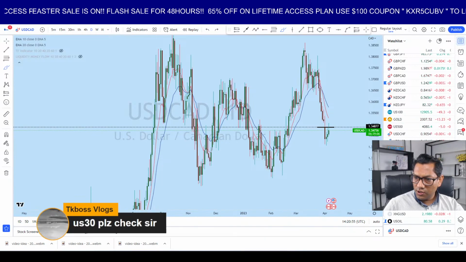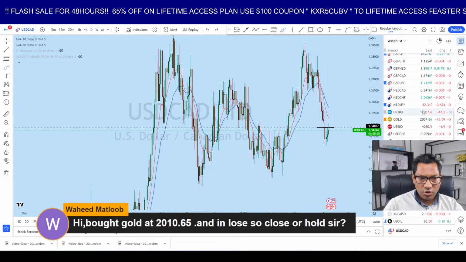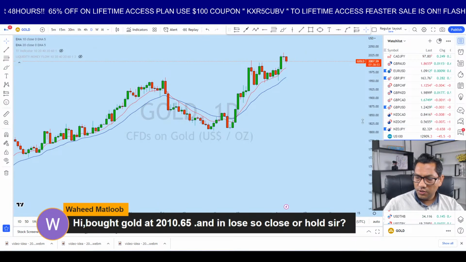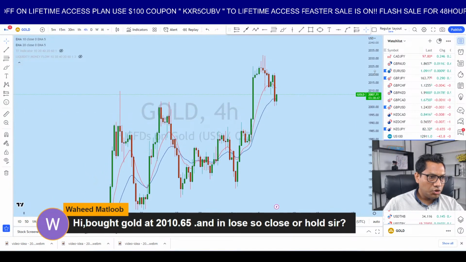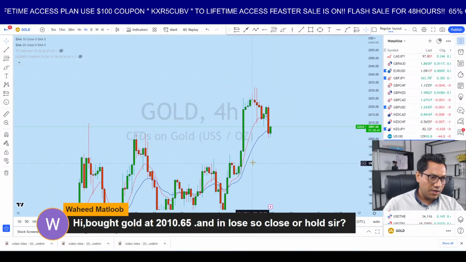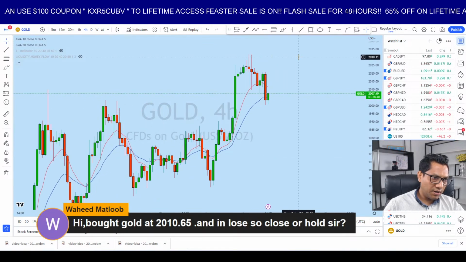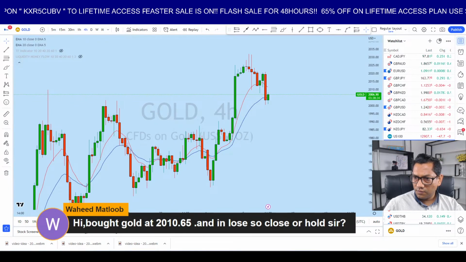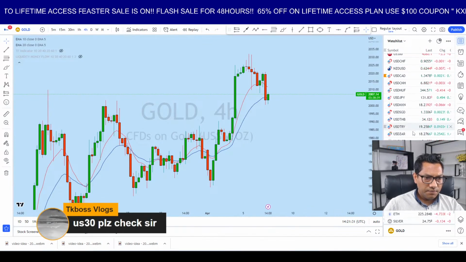US30, please check. GBPUSD is absolutely high. Bought gold at 2020, overheat. So you bought at 2010. I think you should be able to see some movement to the upside. Gold, you see, is a long-term bullish market. You should be able to see the market going up. GBPUSD, US30, please check.